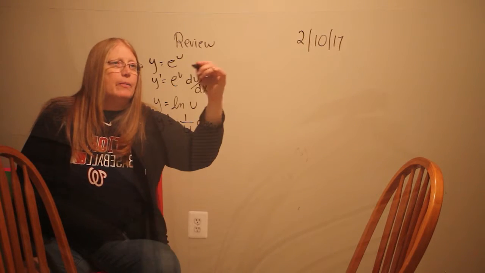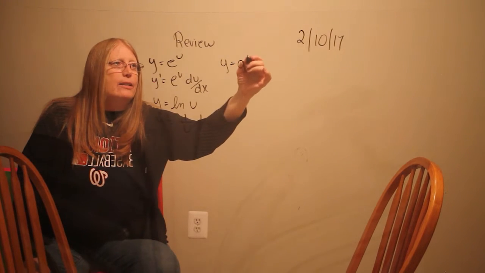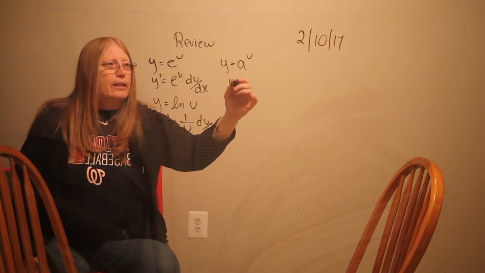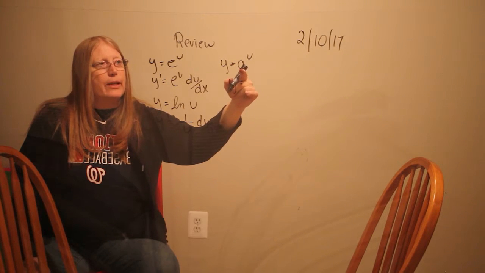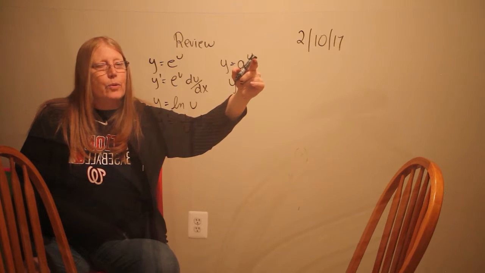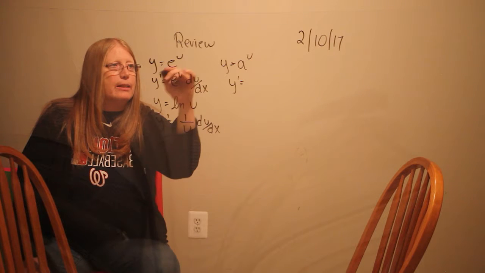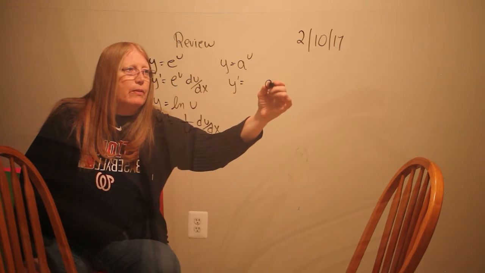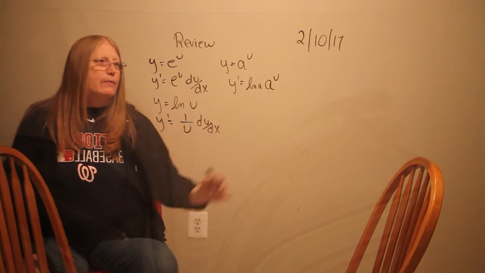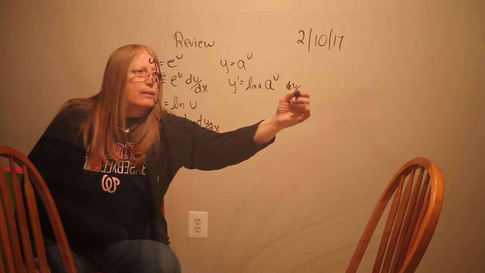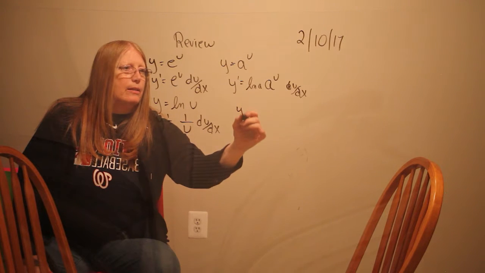So let's upgrade. What if we don't use e here, but we use a? y equals a to the u. The difference here is a factor of ln. So a is a number like 3 to the x or 3 to the 4x. So when you have something like that, it's going to be similar to this in that you're still going to repeat a to the u, but there's going to be a factor of ln of a in front of it. And then du dx.